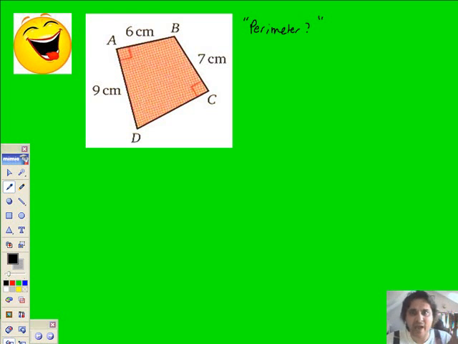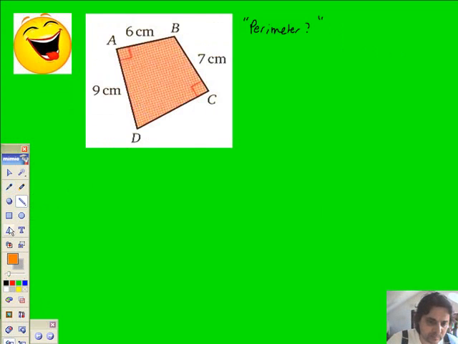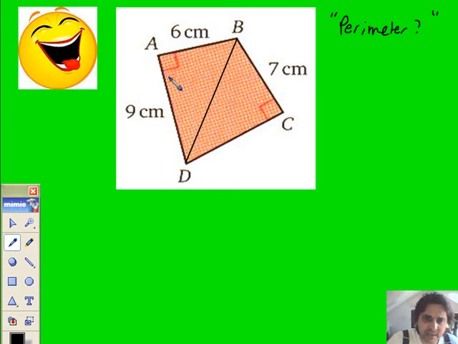Okay, just add up all the sides. Here we go. 9 plus 6 plus 7 plus... I don't know what it is. I've got to work it out. But look. If I join a line from B to D, I've got myself a crafty right angle triangle and another crafty right angle triangle. See, because look, the right angles have been given to me. Without that, it would have been impossible.